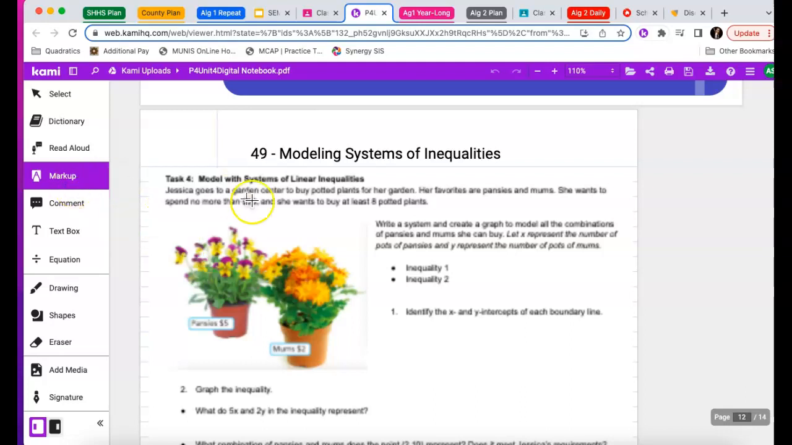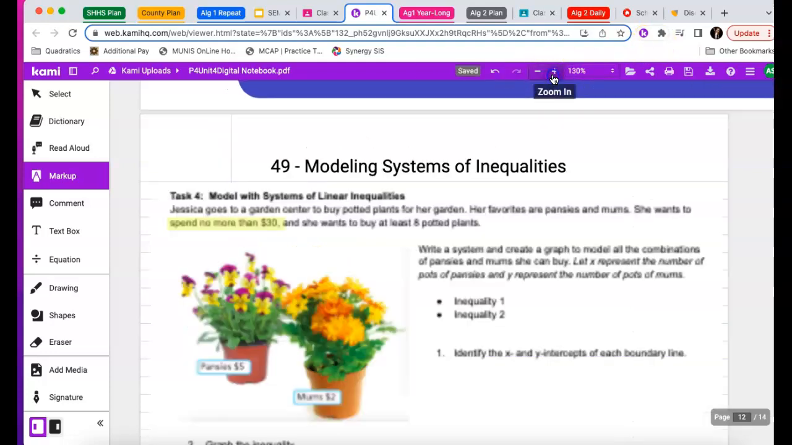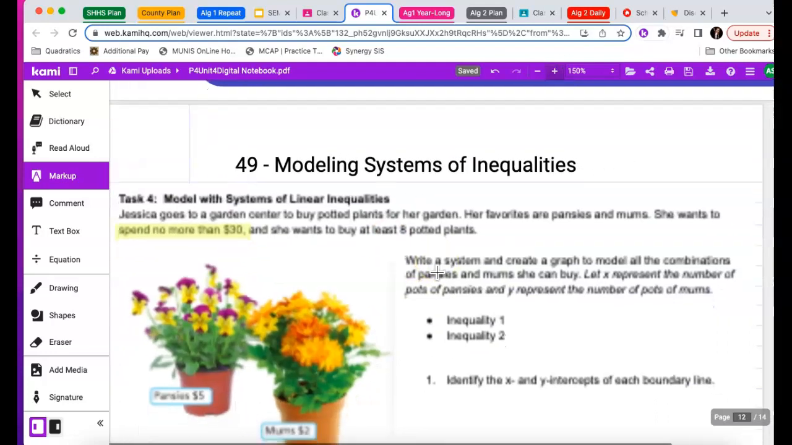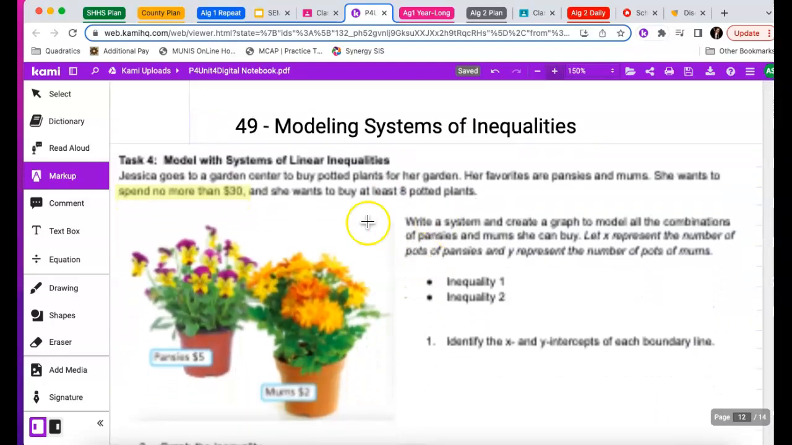So go ahead and grab a highlighter out of the middle black caddy, and I want you to highlight that she wants to spend no more than $30, and she wants to buy at least 8 potted plants.